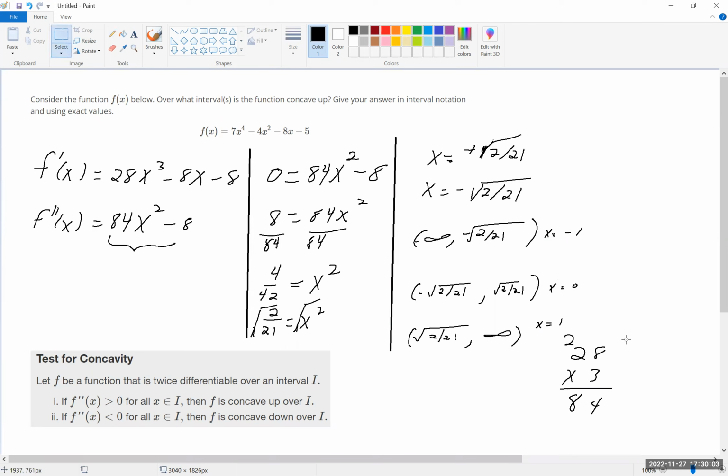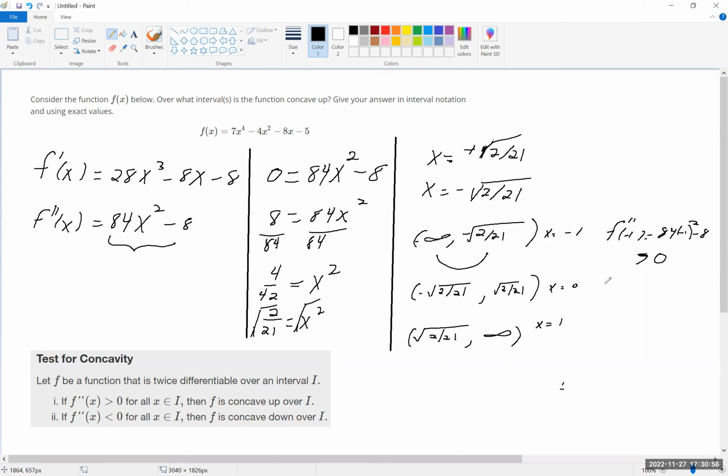I'm going to go ahead and erase our computation, which we don't need anymore. And let's go ahead and plug in our value for the second derivative. So f double prime of negative 1. That's going to be 84 times negative 1 squared minus 8. And without having to do any of the math, I think we can see that that's going to be greater than 0. So it's going to be concave up on that interval.